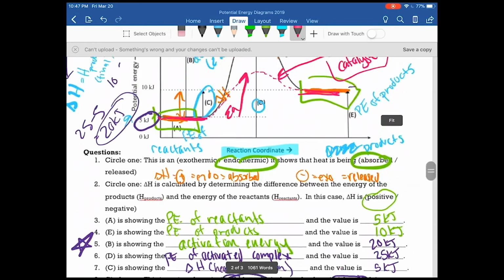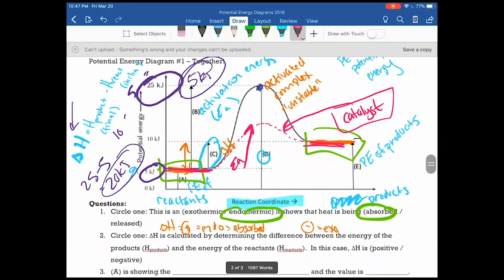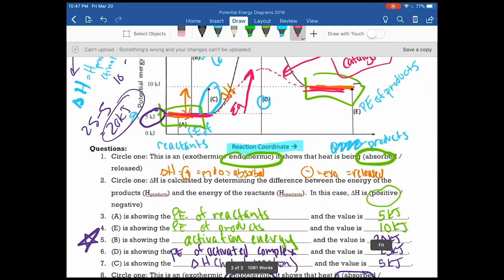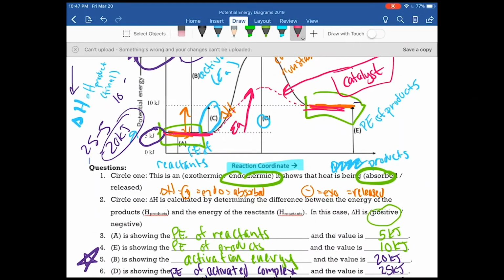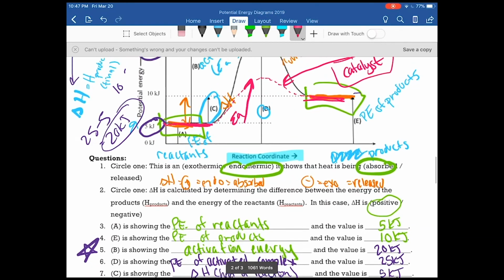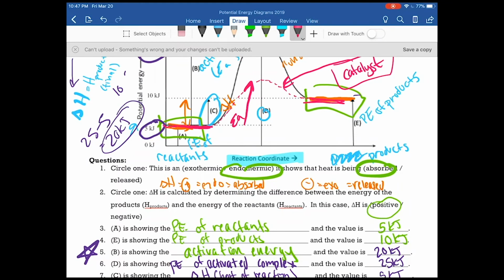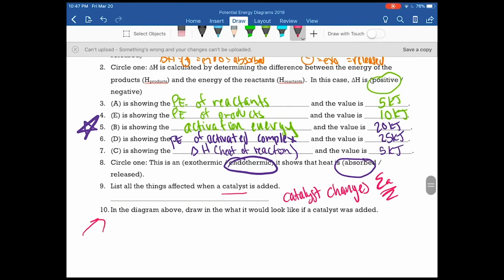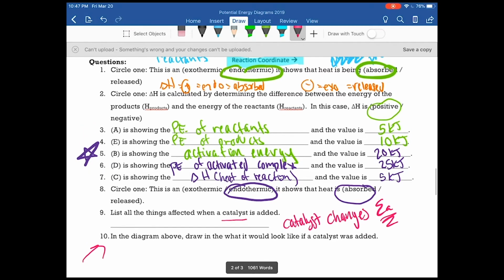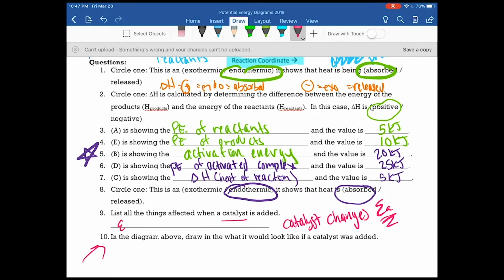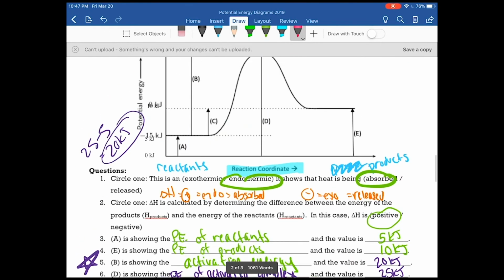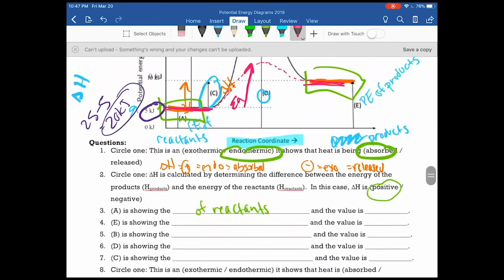It doesn't change where you start or where you end. That is super key. The Regents loves to ask you to either draw it in or pick it out of a lineup of pictures. But where you start doesn't change, where you end doesn't change. It only brings down that peak. So that's essentially what number 10 is. And number 9, backtracking a little bit, all it changed was the activation energy. It changes how much energy you need to start that reaction. It does not change where you start. It does not change where you end. So that pretty much wraps up diagram number 1.